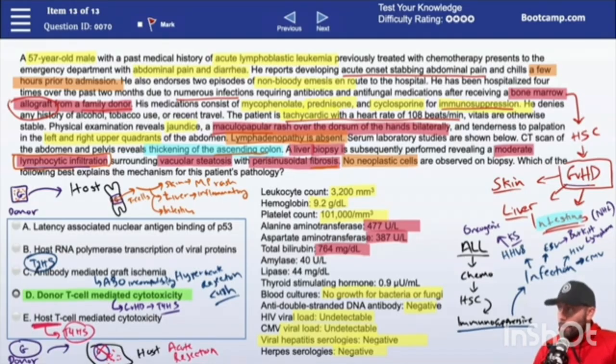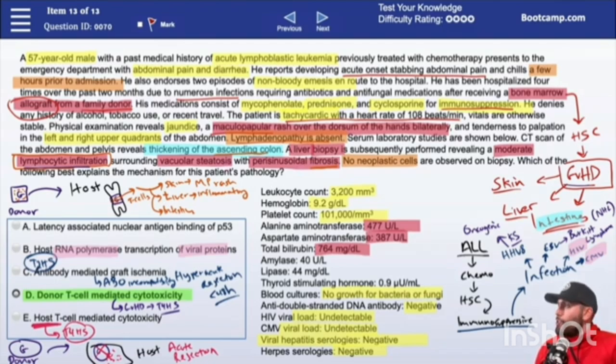Option B here, host RNA polymerase transcription of viral proteins. If we're talking about something like CMV, HIV, these viral pathogens can essentially hijack our cells and cause our RNA polymerase to then transcribe viral proteins for them, right? So if this patient had a detectable viral load, for example, we might be suspecting this a little bit more, but I don't think there's really enough information to make this the best answer because all of these viral loads are negative, okay? Certainly that could be something you see in this patient. These patients are at higher risk for that because they're on immunosuppressive therapy, but it doesn't seem very classic, especially based on all of the more classic findings we see with graft versus host disease.